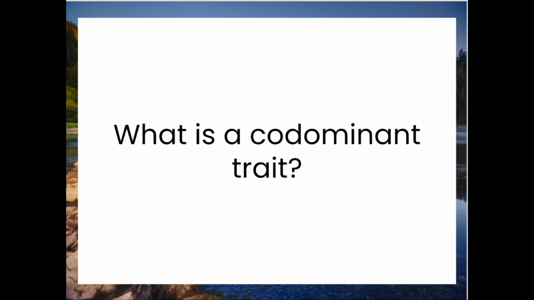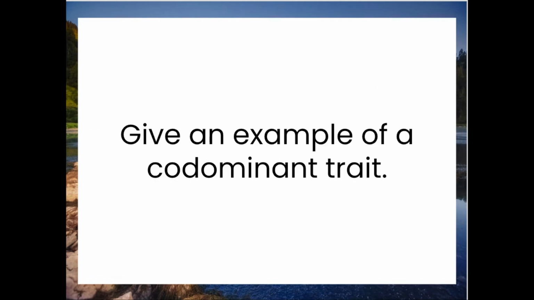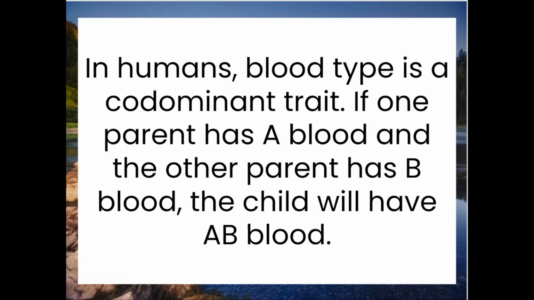What is a codominant trait? A codominant trait is a trait in which neither allele is dominant over the other, so they blend together. Give an example of a codominant trait. In humans, blood type is a codominant trait. If one parent has A blood and the other parent has B blood, the child will have AB blood.